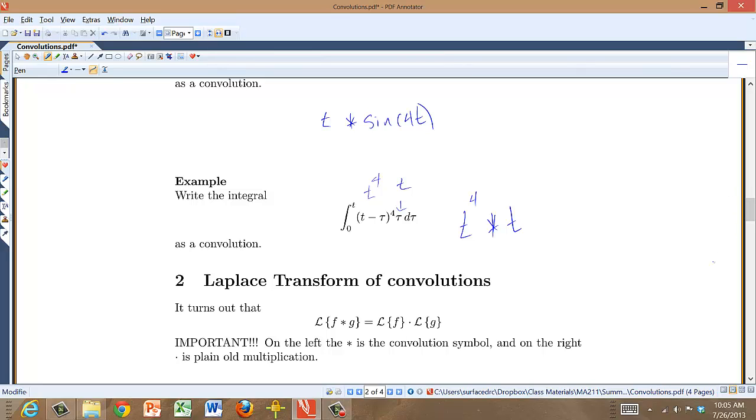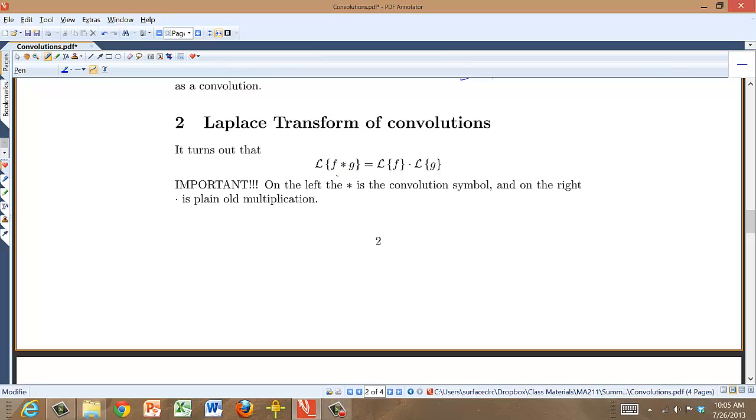Okay, so now what's so great about these convolutions? Remember that if f and g are two functions of t, then f convolved with g is a new function of t, and I might be interested in Laplace transforming that function. It turns out that to Laplace transform f convolved with g, all I need to do is Laplace transform f and Laplace transform g and then multiply them. The important thing here is that this is the convolution symbol, and this is plain old multiplication.